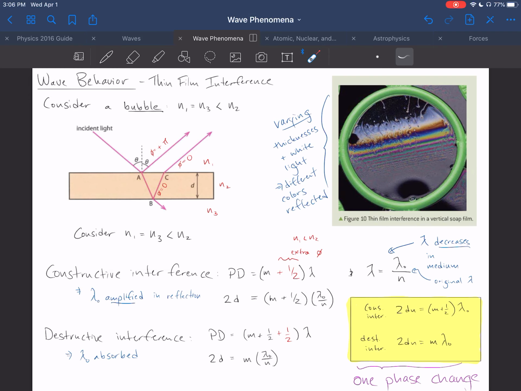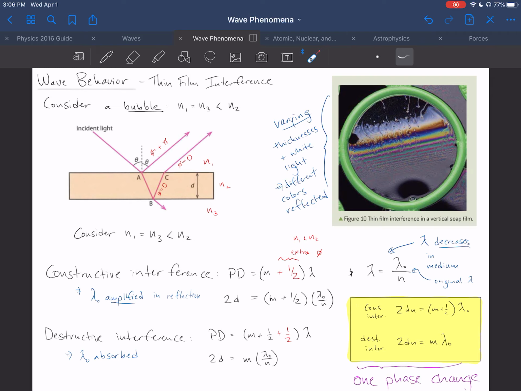Now we can put it all together and say that 2d is equal to m plus 1/2, for a half integer wavelength, times the original wavelength of the light divided by the index of refraction. This is written in your data booklet as 2dn equal to m plus 1/2 lambda naught. By a very similar argument, the equation for destructive interference, which still picks up that extra phase shift, is now an integer number of wavelengths.